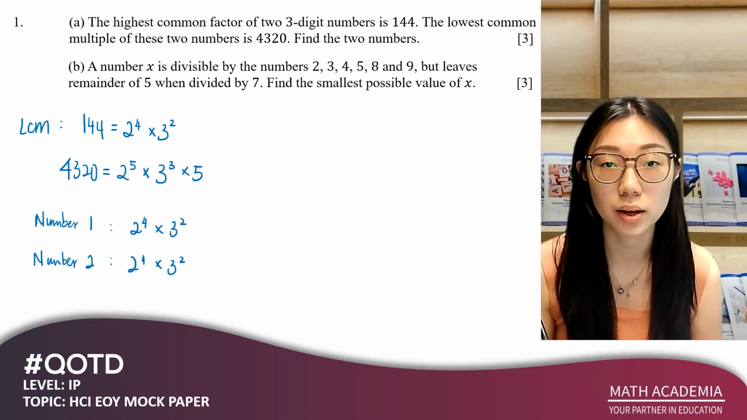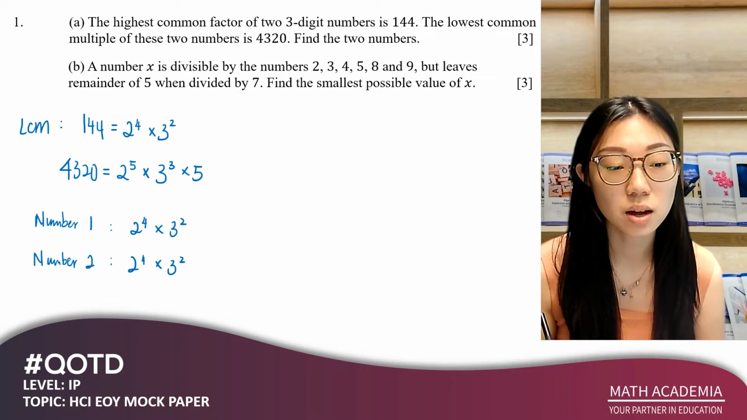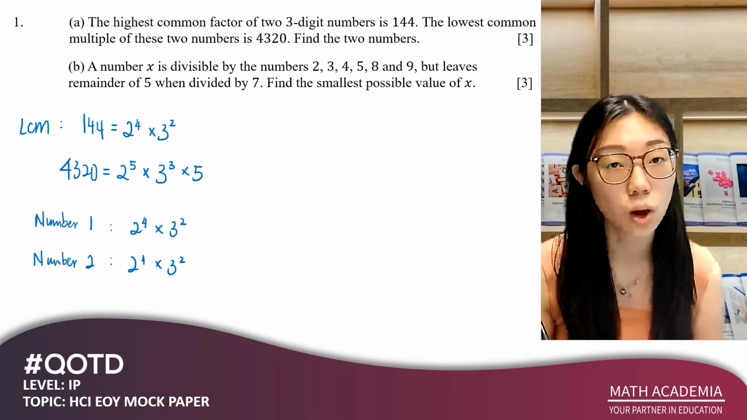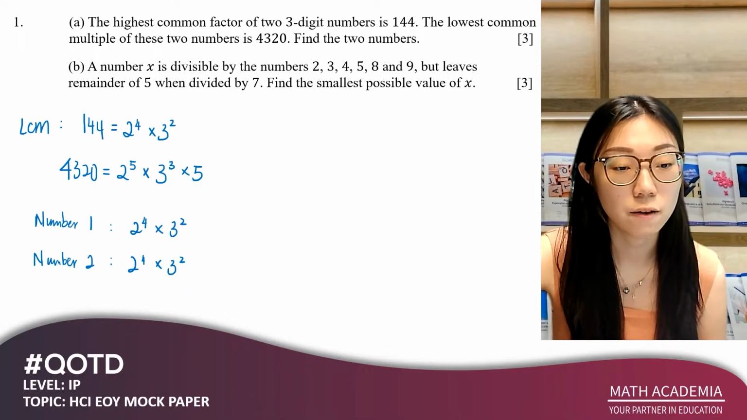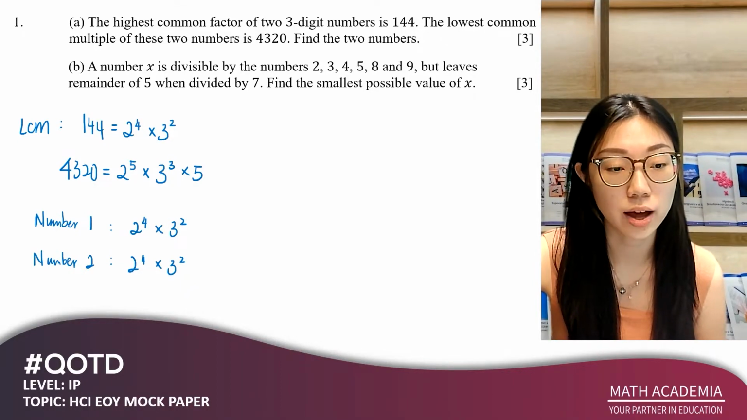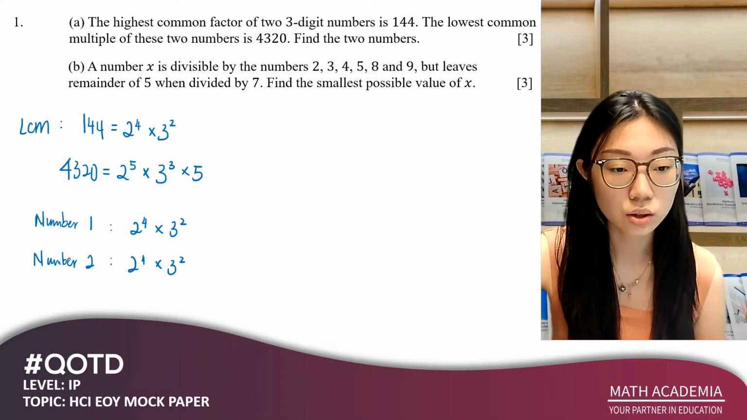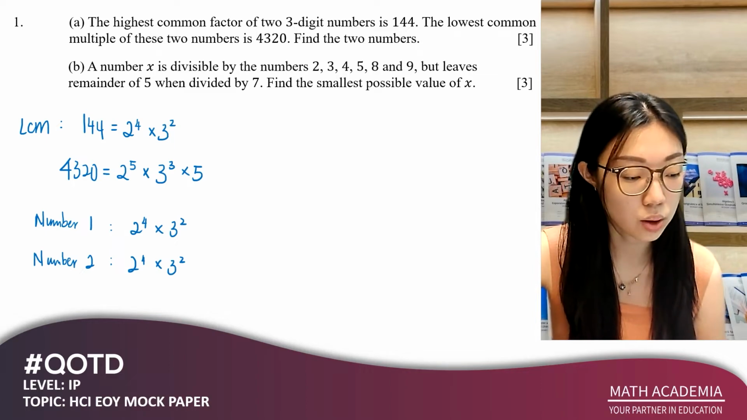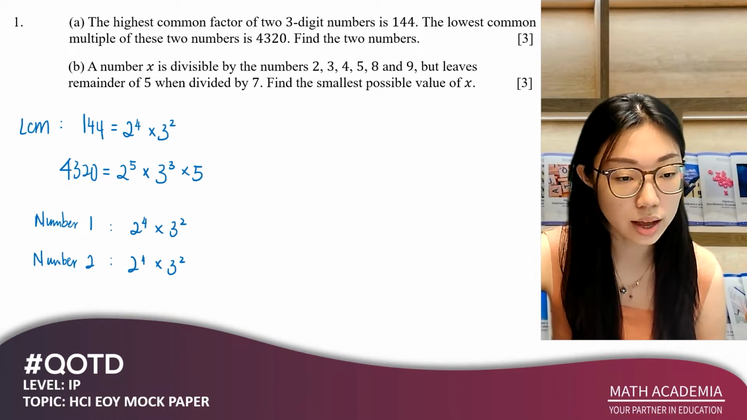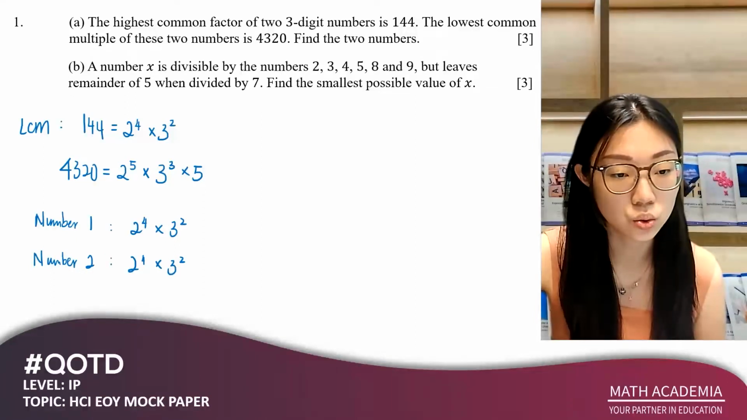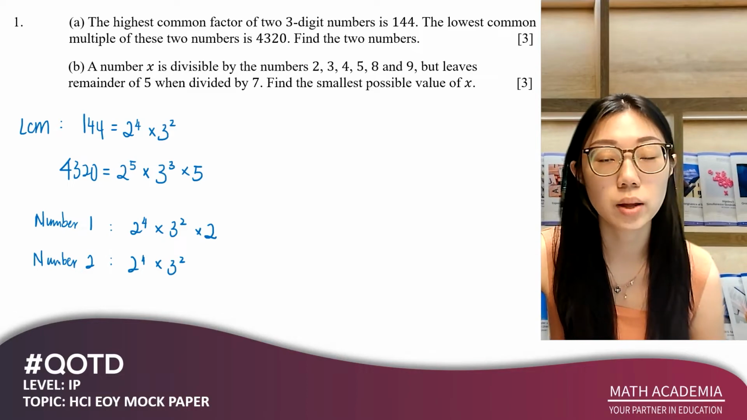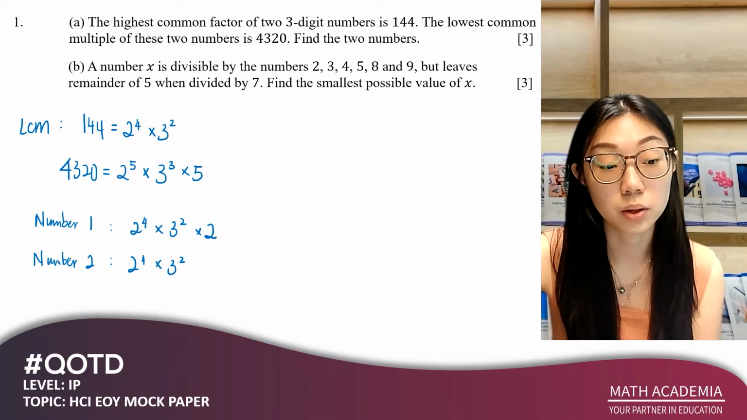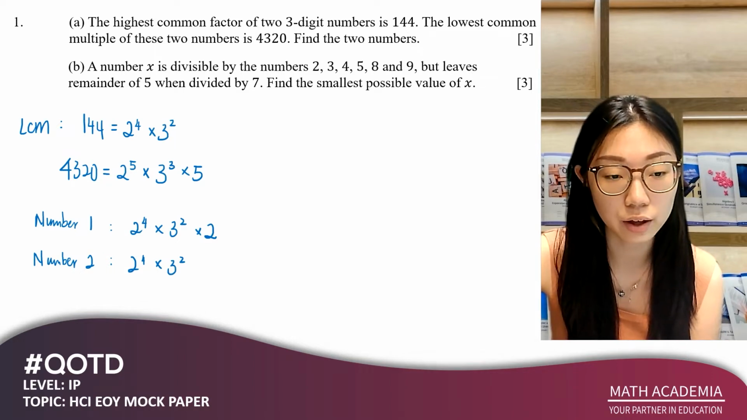Let's look at the highest common multiple. Okay, so for the highest common multiple, it would mean that at least one of the numbers has a factor of 2 to the power of 5. Okay, so I can allocate the extra factor of 2 to any of my numbers. Okay, so let me just allocate it to my first number. Okay, so when I multiply by 2, my first number would have a factor of 2 to the power of 5.